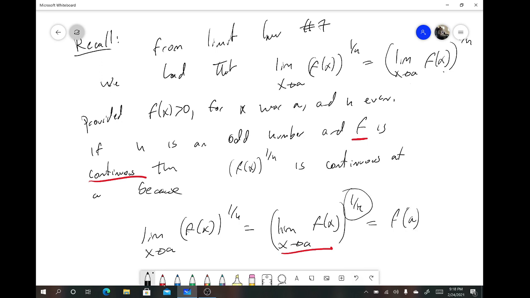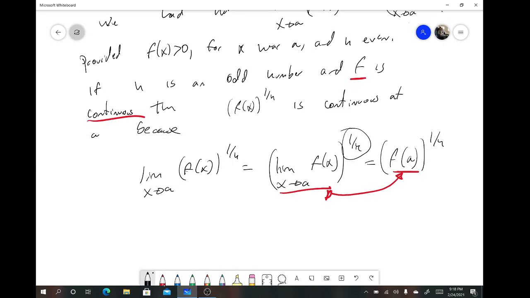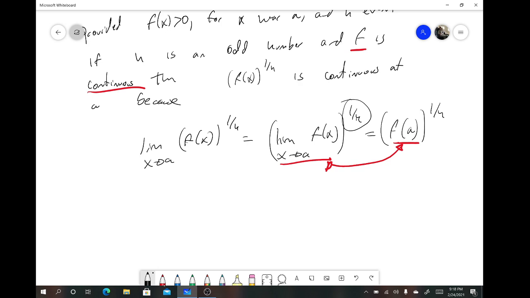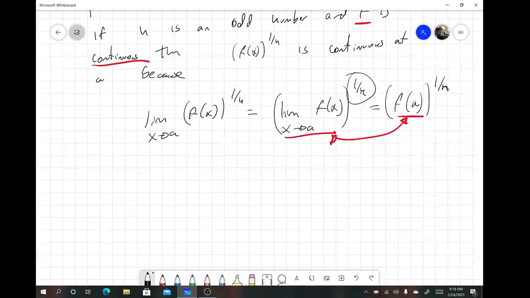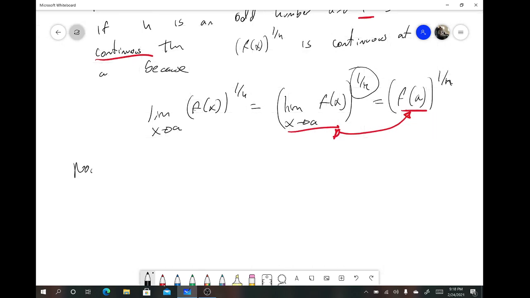And then we just have to raise it to the power 1 over n. So this inner portion we get because f is continuous. This allows us to simply use direct substitution to solve the limit problem. And then once we have that value, we simply take the nth root of that, and we will have a solution. Now when n is even, we have difficulties.